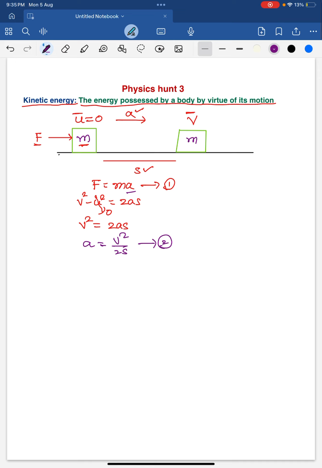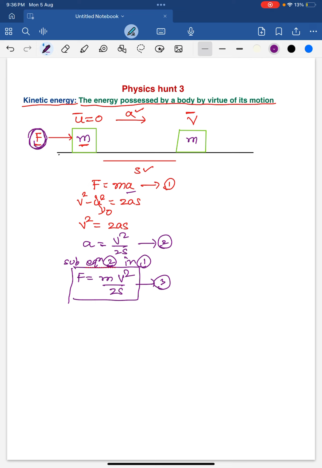Substitute this acceleration formula in equation 1. Substitute equation 2 in 1. Then force is equal to m into acceleration, meaning v square by 2s. Let us assume this is equation number 3. This is the force equation I got: F is equal to mv square by 2s.